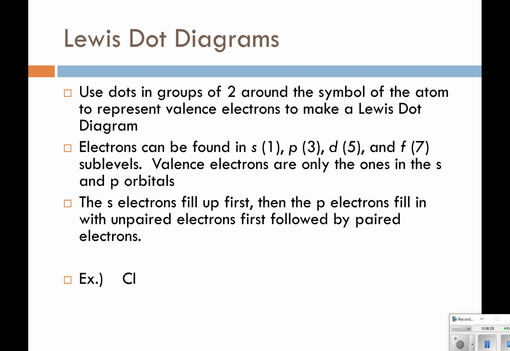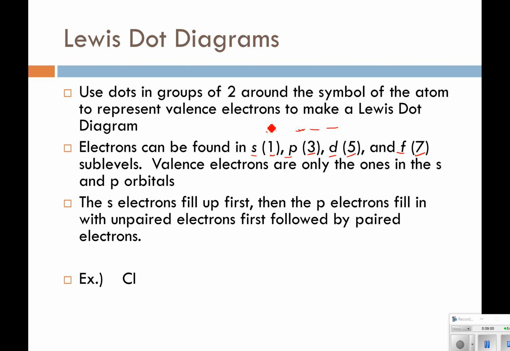Now, electrons can be found in an S sublevel, a P sublevel, a D, or an F sublevel. And each of those sublevels holds a different number of orbitals. The S sublevel holds 1 orbital. The P sublevel holds 3 orbitals. The D sublevel holds 5 orbitals. And the F sublevel holds 7. Each orbital, if we represent an orbital by a flat line here, can hold 2 electrons.